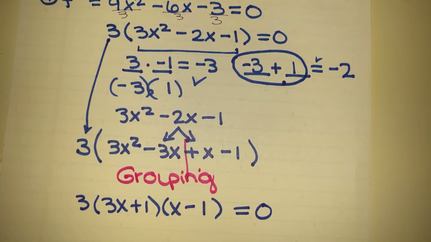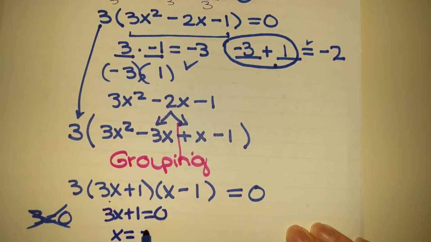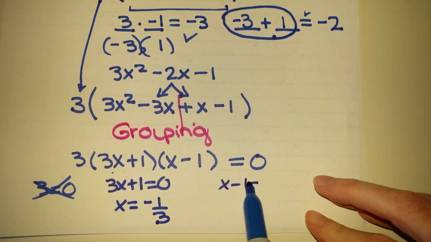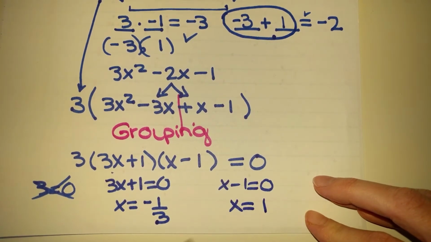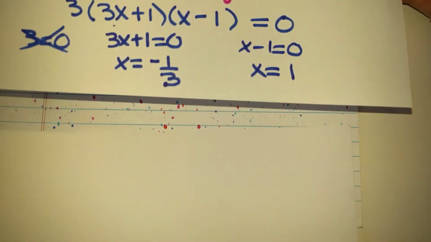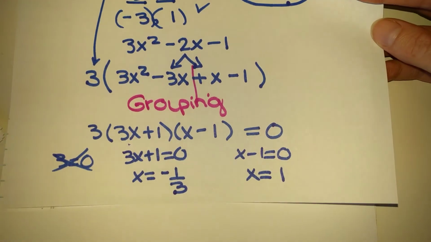So once we set each of these factors equal to 0, we will have 3 is equal to 0, which gives us no new information. The 3x plus 1 factor, when we set that equal to 0 and solve, we get x is equal to -1/3. And then the x minus 1 factor, when we set that equal to 0, we get x is equal to 1.